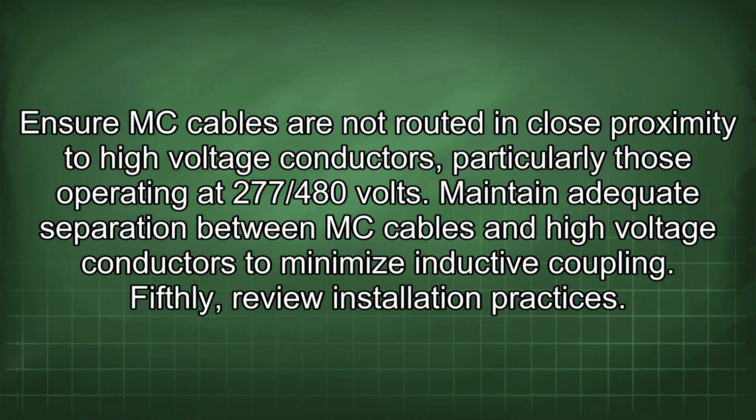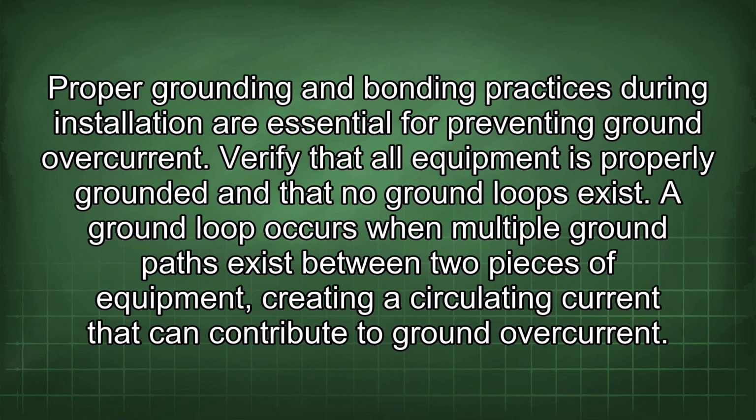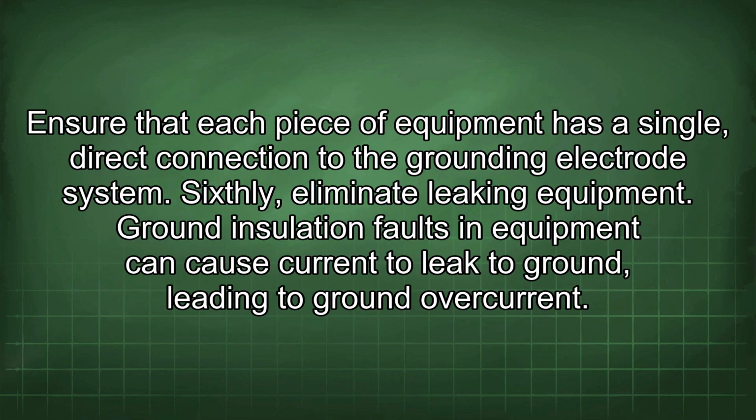Fifthly, review installation practices. Proper grounding and bonding practices during installation are essential for preventing ground overcurrent. Verify that all equipment is properly grounded and that no ground loops exist. A ground loop occurs when multiple ground paths exist between two pieces of equipment, creating a circulating current that can contribute to ground overcurrent. Ensure that each piece of equipment has a single, direct connection to the grounding electrode system.